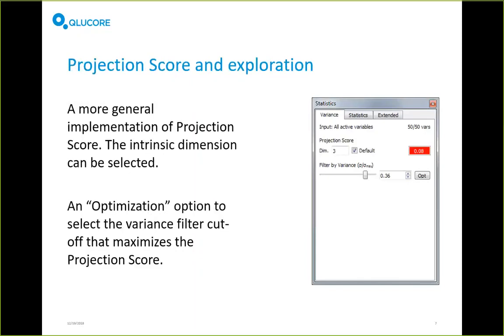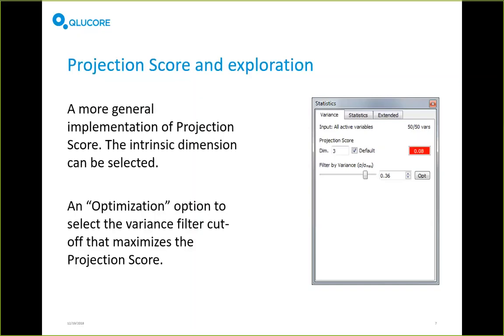Next mathematical update is we've done updates to the projection score, which is an invention by Qlucore that we have had in the program since a couple of years back. The projection score is a tool, a rule of thumb or a way of guiding you to finding the optimal variance filtering when you're doing PCA analysis. And the optimal projection score will give you the optimal projection or the optimal variance filtering setting given that data set.